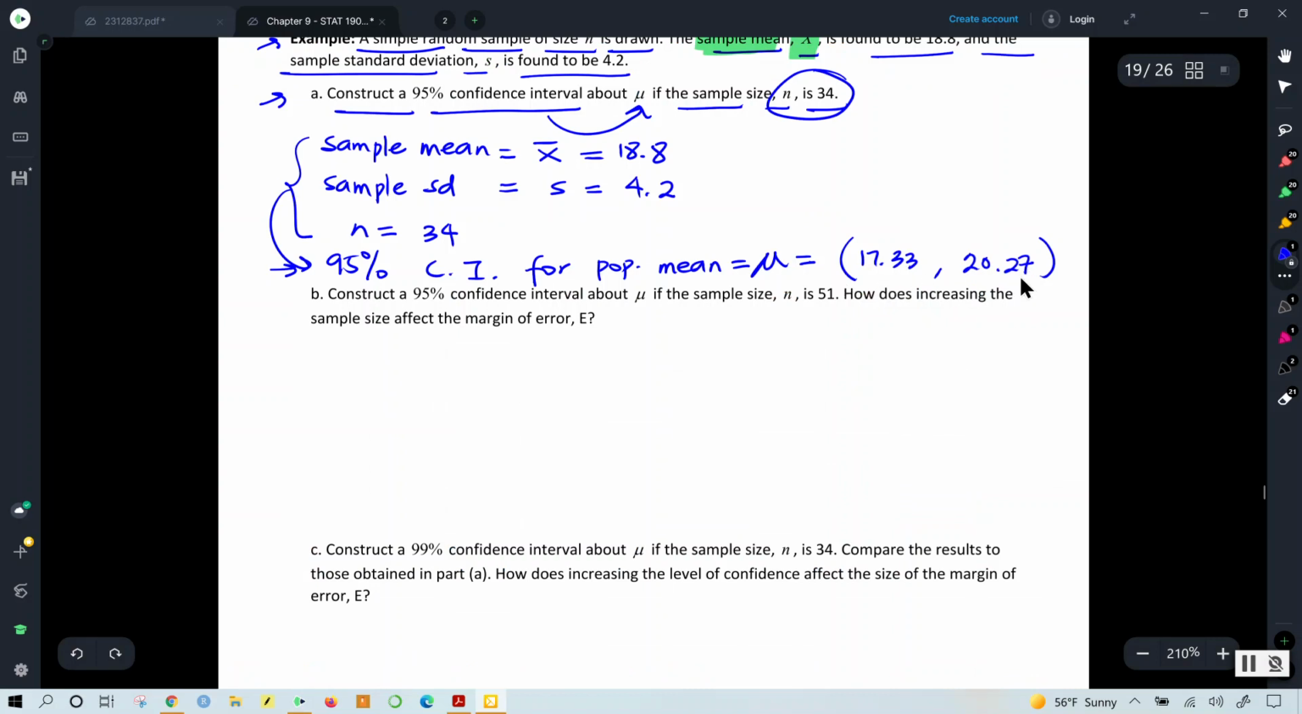So here on your screen, I have those values. This is the lower bound, 17.33 and 20.27. Question B. We have to construct a 95% confidence interval for the mean if the sample size is now 51. So let's see. We have the same parameters as earlier, except that our n is now 51.